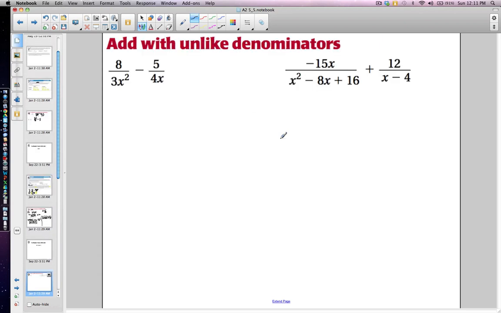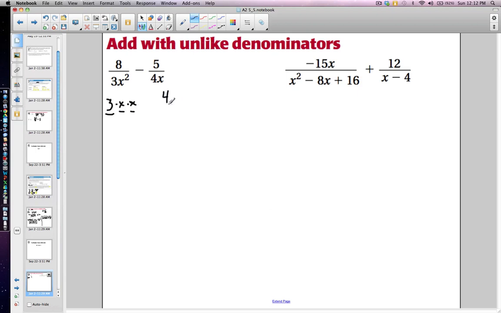Okay, so now I want to go ahead and practice this. I want to add with unlike denominators. So I want to figure out what is my least common multiple. What will be my lowest common denominator? So this is 3 times x times x. Okay, so the x repeats here in the same denominator. I'm going to use all of those.